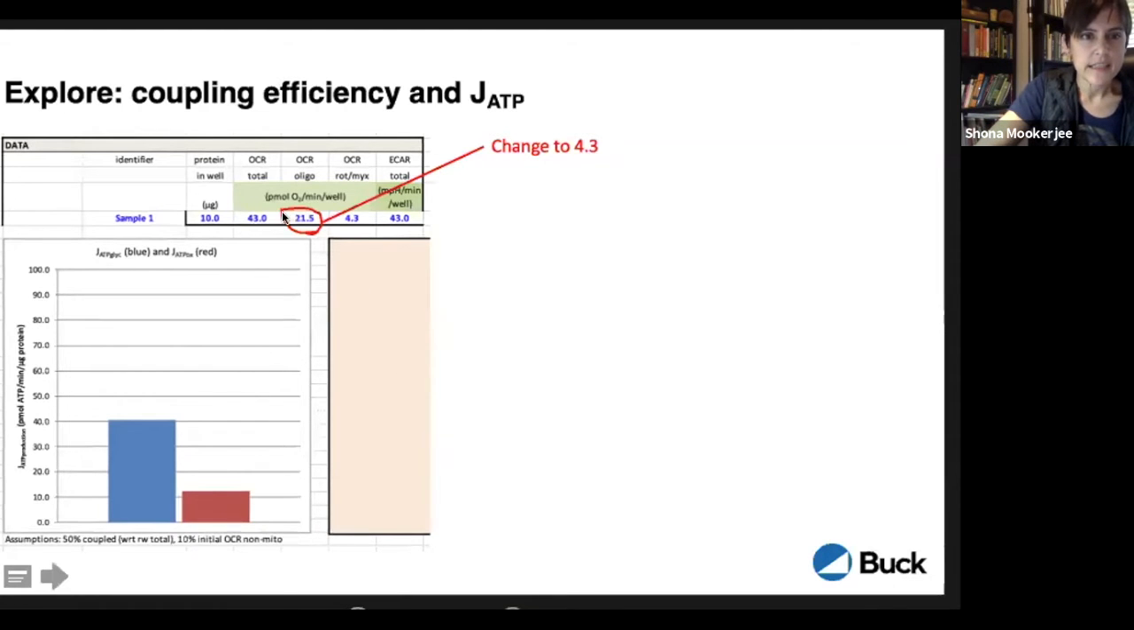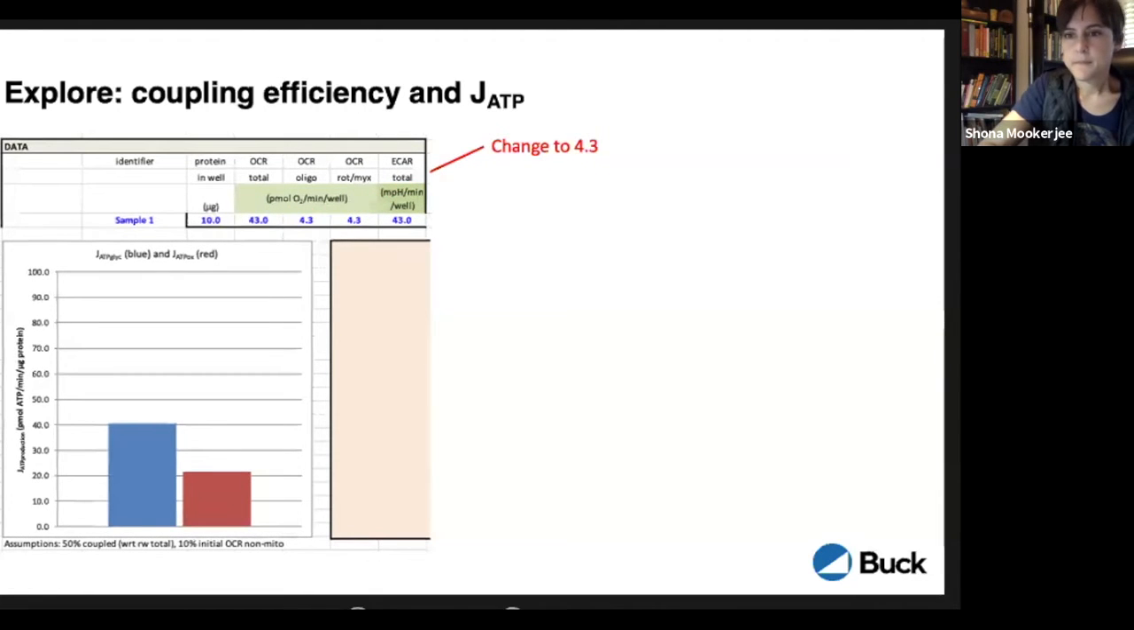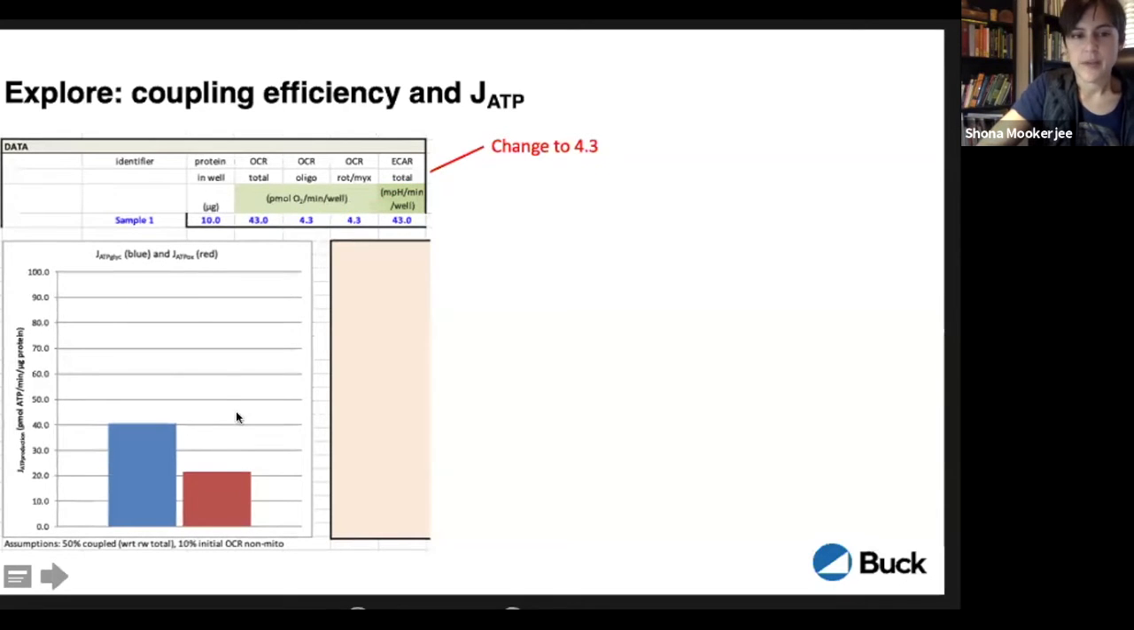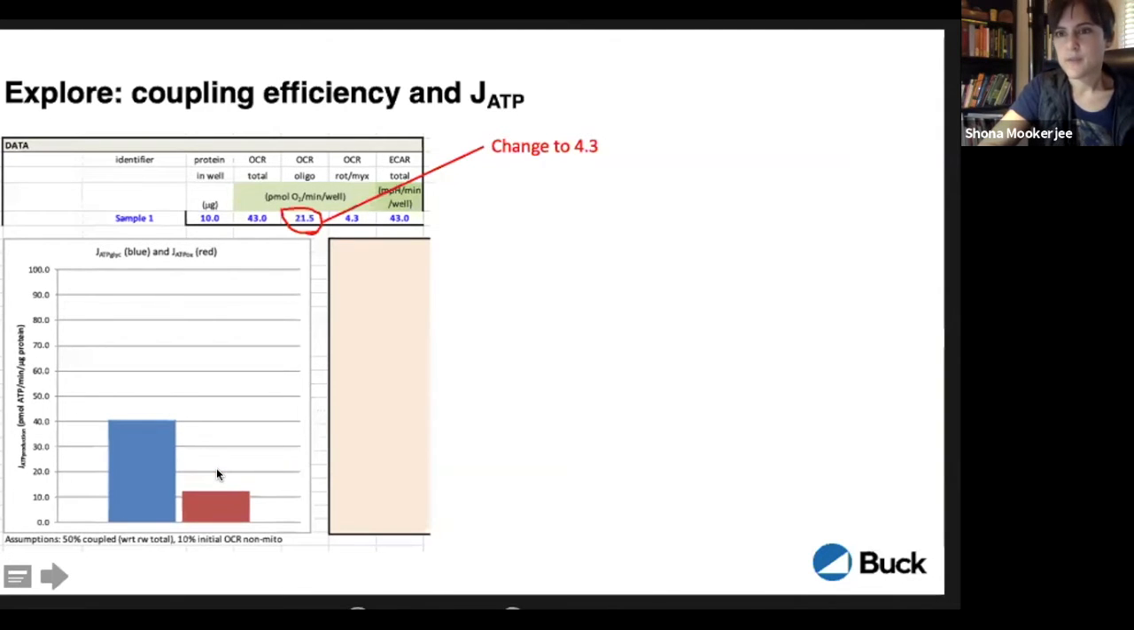If we go into this cell here, the oligomycin rate, you've maybe done this on your own already, but let's go ahead and change this value from 21.5 to 4.3. So let's make it match the non-mitochondrial respiration, implying that these cells are 100% coupled. That all of the respiration is either phosphorylating or it's non-mitochondrial. And we see a change from this to this. I think Carl already explained this really well, which is that obviously when you increase the amount of phosphorylating respiratory signal, that corresponds with an increased ATP production rate. So I hope that this change makes sense to everybody.